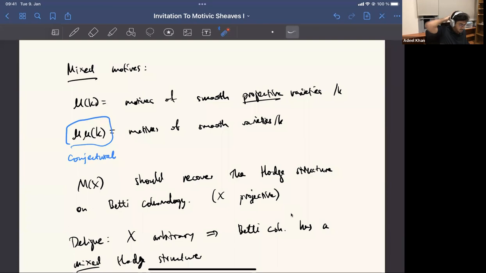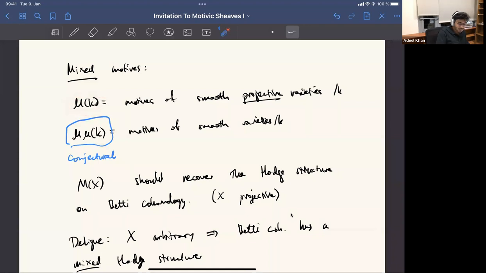So what is this mixed motive thing supposed to do? As I briefly mentioned before, if X is smooth projective, then this motive M of X, this pure motive, is supposed to recover the Hodge structure on the Betti cohomology, the singular cohomology of the complex points. But what Deligne realized is that if you have an arbitrary variety over the complex numbers, there's still some generalization of Hodge structure, a fancier version that exists on the Betti cohomology. That is called a mixed Hodge structure. You can think of this as motives with weights. But this category is so much richer than this one.